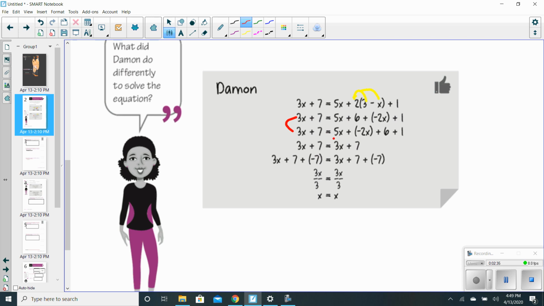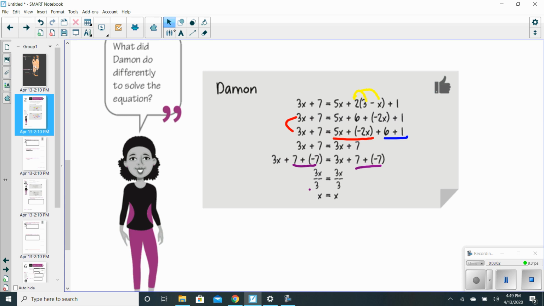Because he did that, he was able to simply combine 5x plus negative 2, or 5x minus 2, and then he was also able to combine 6 plus 1. Now, when he did that, he was left with 3x plus 7 equals 3x plus 7. So he subtracted the 7 on both sides, and when he did that, he was left with 3x equals 3x. He divided both sides by 3, and when he did that, he was left with x equals x.